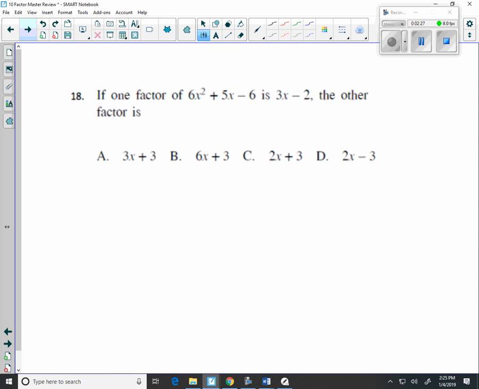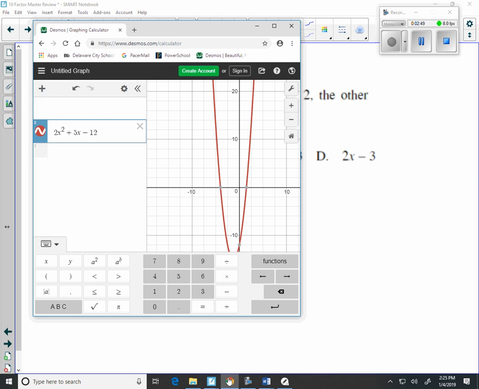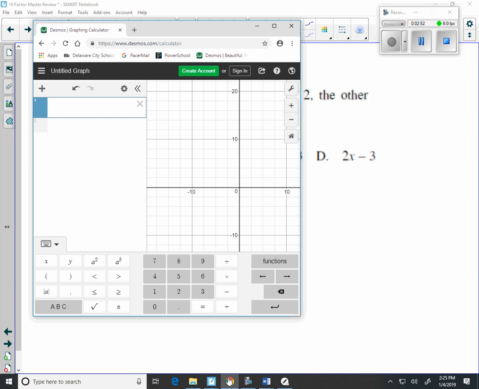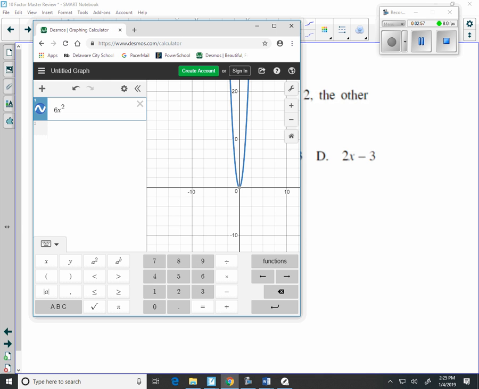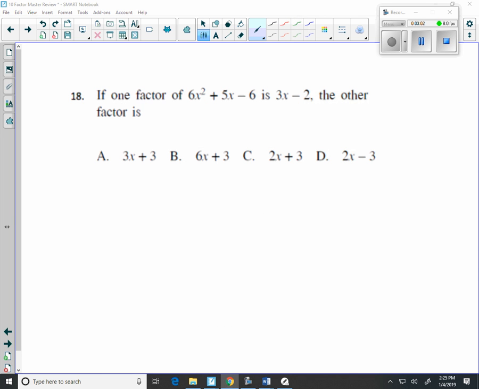All right, let's go, 18. One factor of 6x squared plus 5x minus 6 is 3x minus 2. The other factor is, okay, so you could do this one with Desmos. You could just put all of those in with 3x minus 2 and check. Or you can factor. So let me show you with Desmos how you can tackle this one. So what we're trying to match is 6x squared plus 5x minus 6. And we're trying to see what we're multiplying 3x minus 2 with.